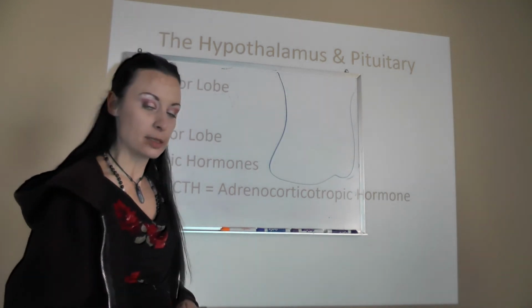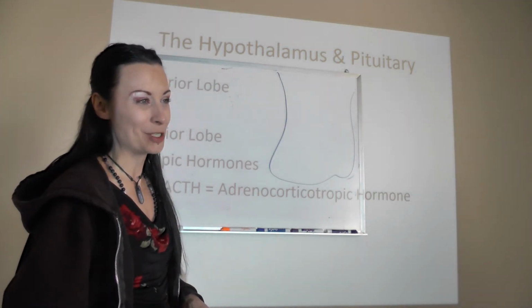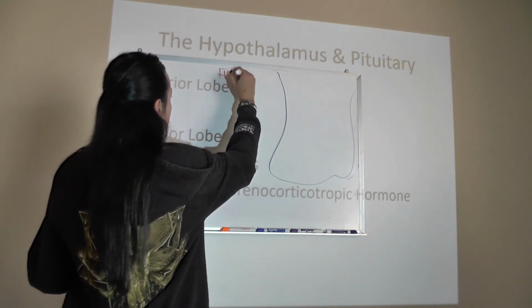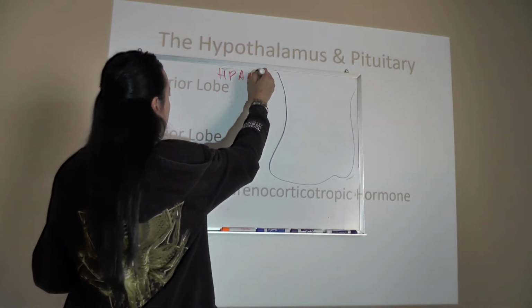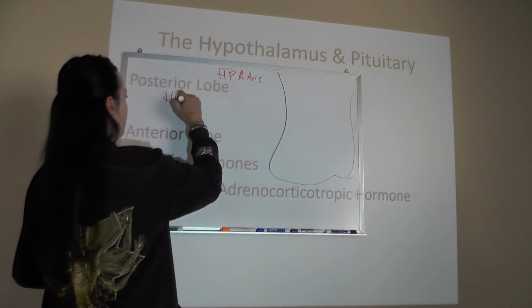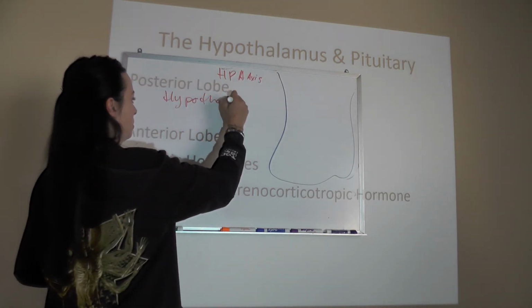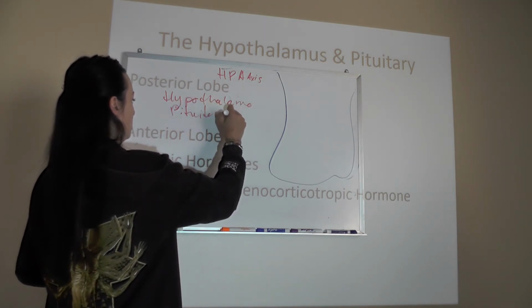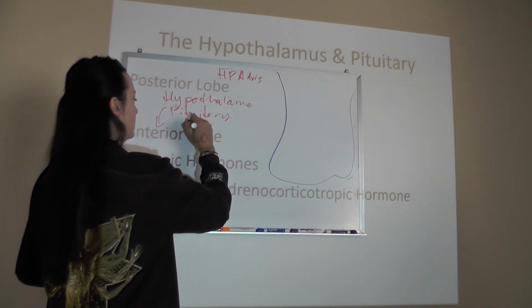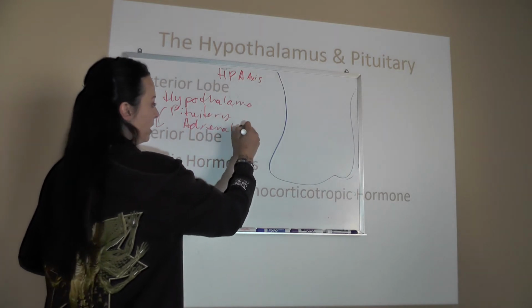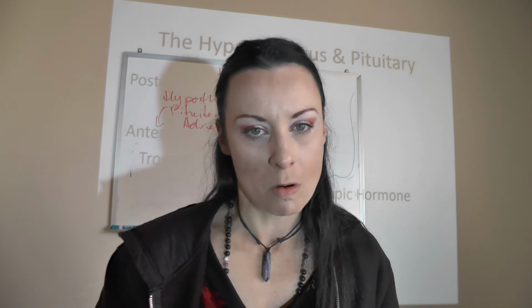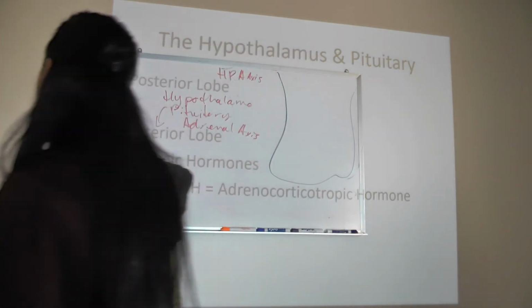Okay, this next axis is called the Hypothalamo-Pituitary-Adrenal Axis, or the HPA axis. The HPA axis, which stands for Hypothalamo-Pituitary-Adrenal Axis, is the one that controls the release of your stress hormone cortisol. So it's pretty darn important.